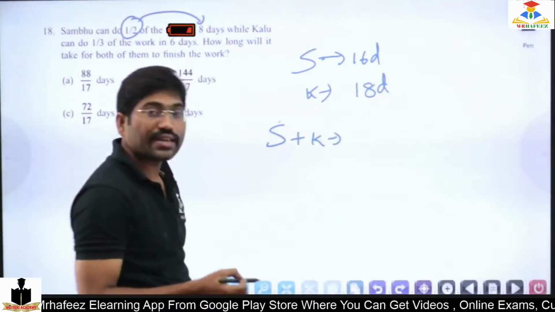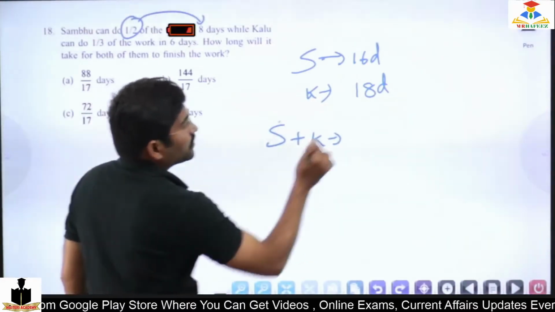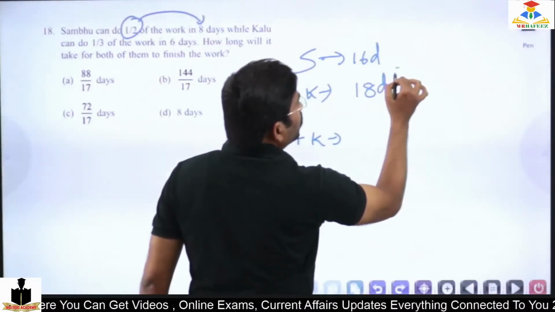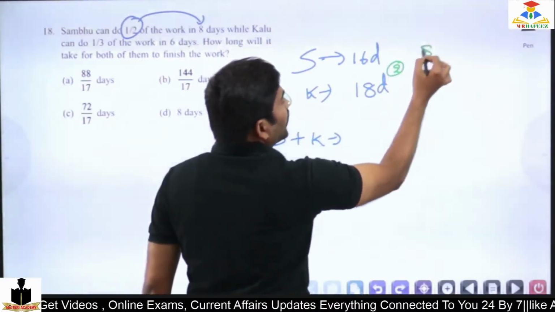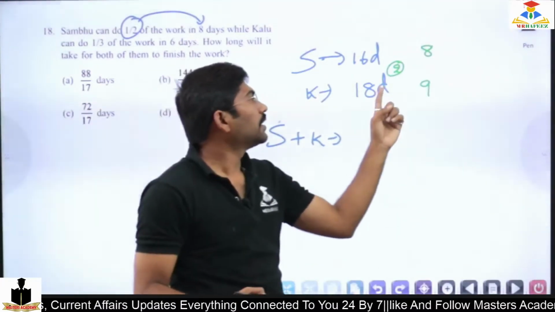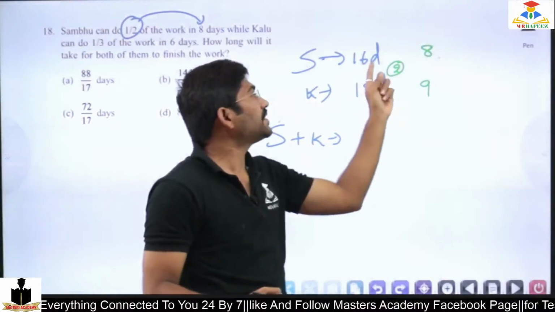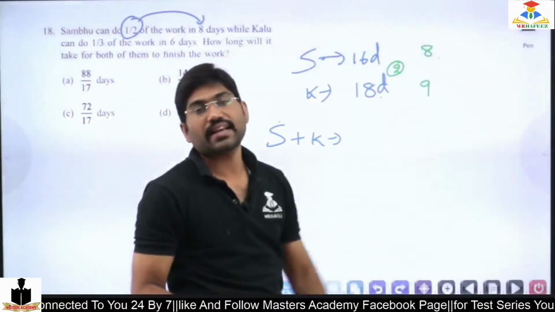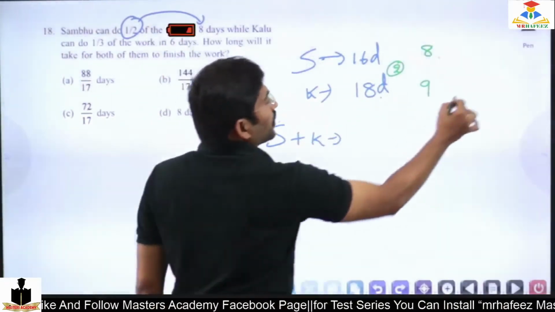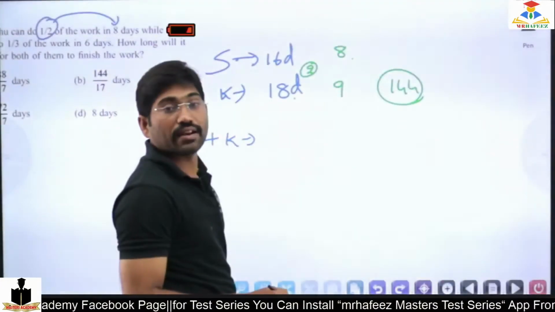16 and 18. What is LCM? Taking 2 here with the 2, 2 8 times 2. How many times? 9 times. So 18 8 times will be my LCM, or 16 9 times will be my LCM. That's it. So 16 9 times is 144, or 18 8 times is 144.